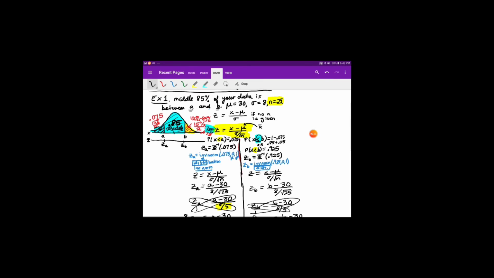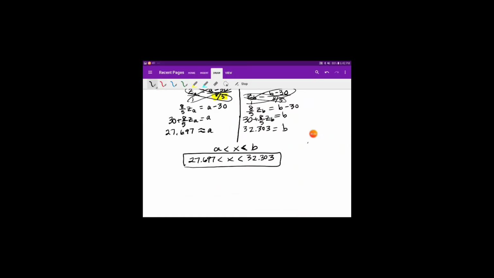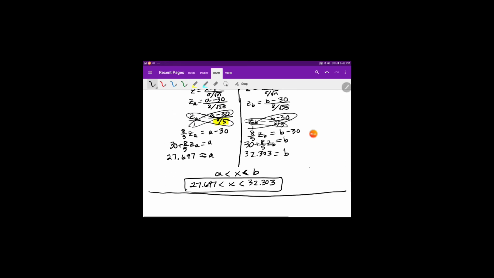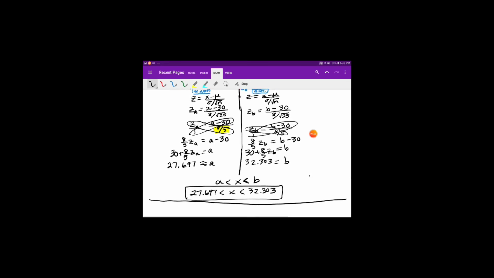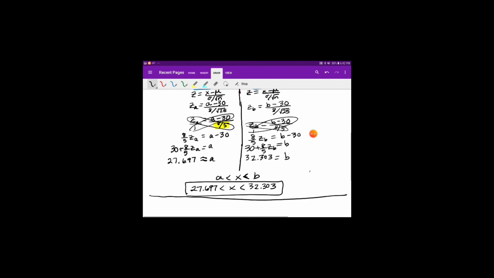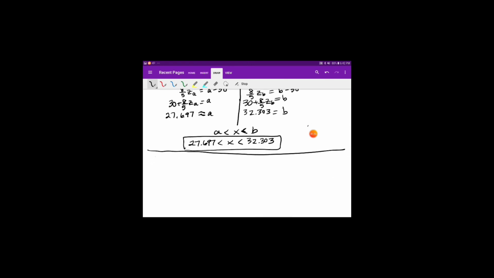Okay, so we drew a picture and then we calculated A and B. But this is an actual confidence interval that we could also have done. Now, there is a way to check. No, because of the N. Okay, so let's do another example.